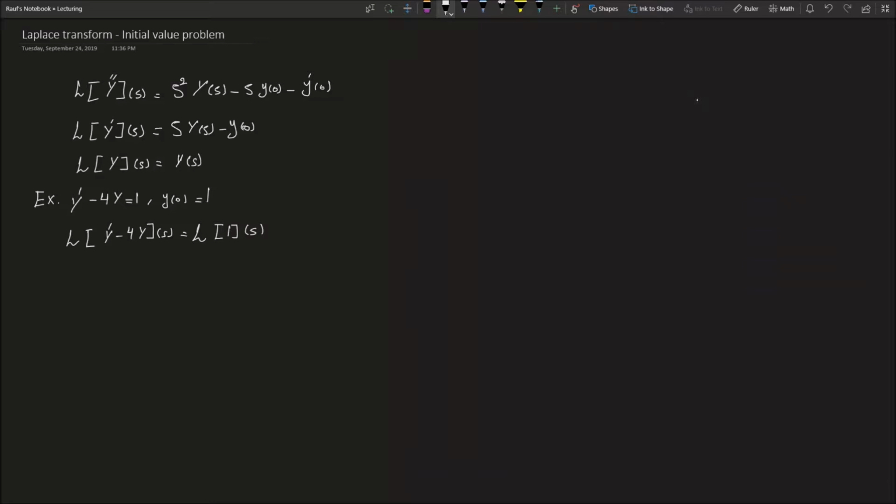Now we can say that Laplace transformation in this case has the distribution property, so you can distribute the Laplace on both terms of the left hand side of the equation. So you can say this is the Laplace transform of y prime alone, minus 4, you can take the constant outside, no problem, Laplace transform of y, equals the Laplace transform on the right hand side as written before.